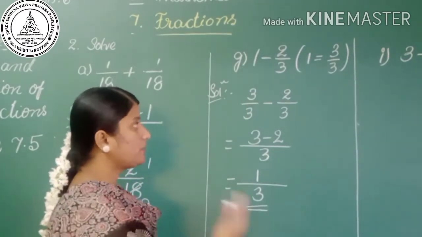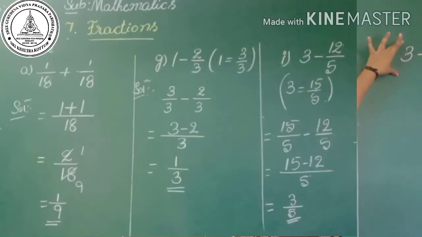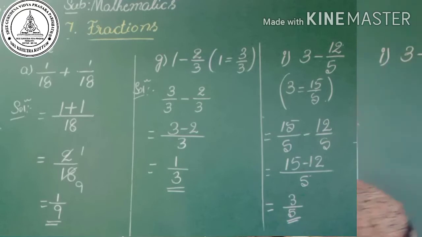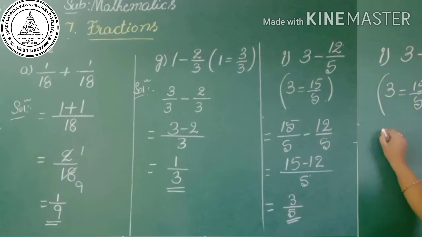The next problem is 3 minus 12 by 5. You see here they are given 3 as a whole number. How can we write this 3 with the denominator 5? We can write 3 as 15 by 5. It means 5 3s are 15. The whole number is 3 here, so 3 is equals to 15 by 5. Now write instead of 3, 15 by 5 minus 12 by 5.